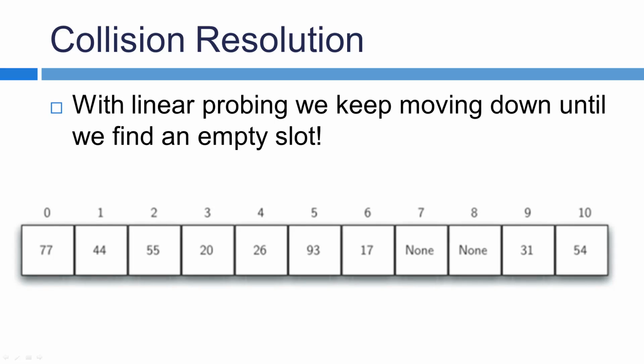So with linear probing, we basically just keep moving down until we find an empty slot. Meaning we've inserted 44. Instead of at 0, we moved down, checked that 1 was empty, and filled it in. 55, we tried 0. It didn't fit because it wasn't empty. Then we moved over to 1. Again, it wasn't empty, so we filled it in at 2. And we did a similar thing for 20.